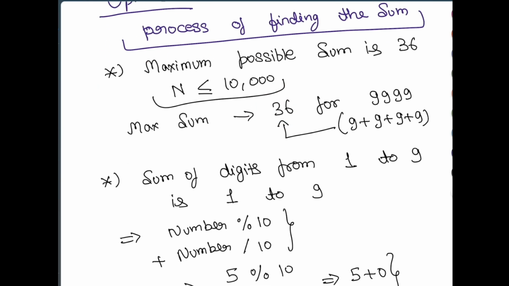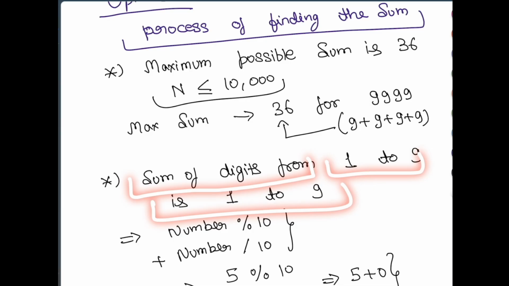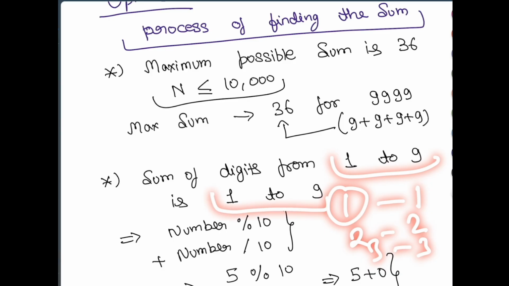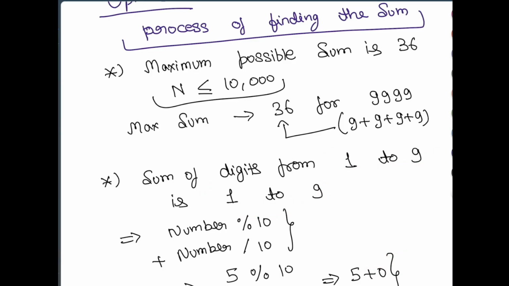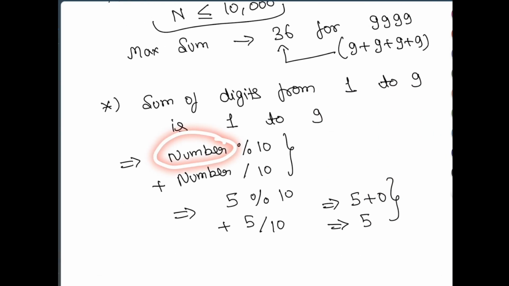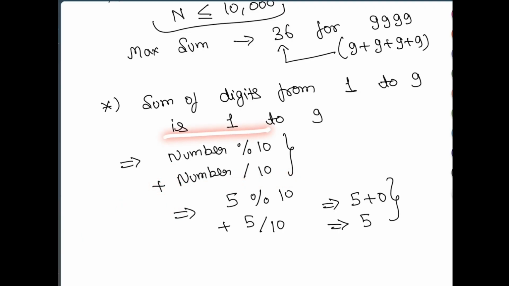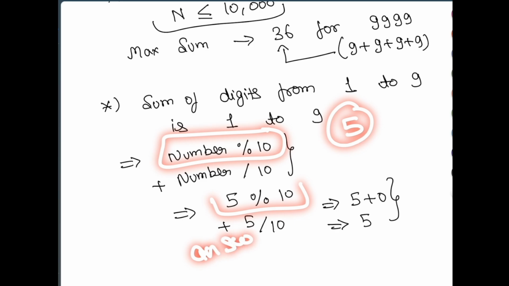The sum of digits from 1 to 9 is going to be 1 to 9, right? That's because the sum of digits for 1 is 1, for 2 is 2, for 3 is 3, right? So there is a formula to find the sum. For whatever number is given, I can say number mod 10, that is, find the rightmost digit in the number, and then take the sum with the answer of number divided by 10. So let's take an example of 5. So 5 mod 10 plus the answer of 5 divided by 10.